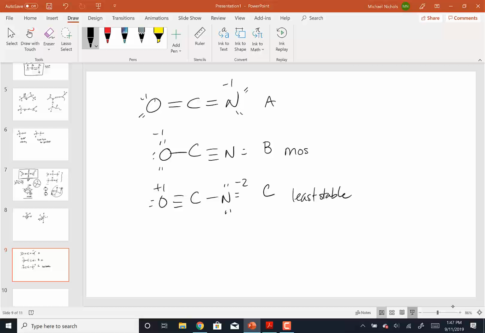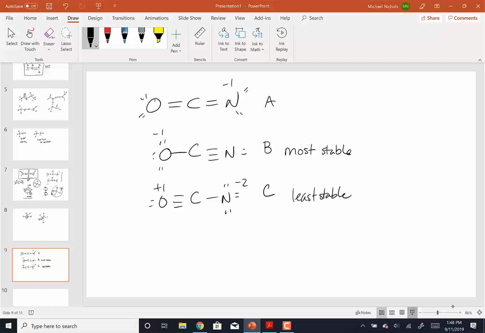So why is B the most stable? Well, rule number 3 says that we should match up the charges with the electronegativities. And what does that mean? That means that if you have a choice between a -1 nitrogen and a -1 oxygen, which is the difference here between A and B, the more electronegative element should get the negative charge, and that more electronegative element is oxygen.